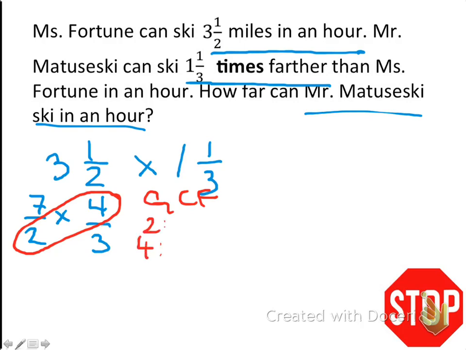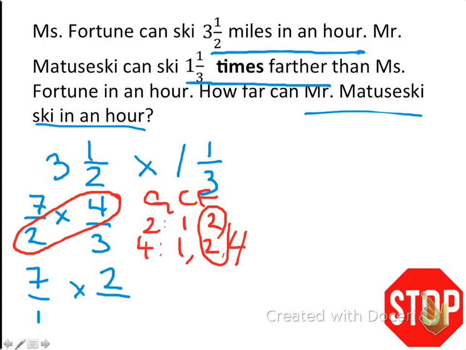I'm going to write out the factors of both. So for 2, it's 1 and 2. And for 4, it's 1, 2, and 4. So their greatest common factor is 2. Now we're going to divide both the 4 and the 2 by 2. So we have 7 and 2 divided by 2 gives 1, times 4 divided by 2 gives 2, all over 3. Now we look at the other one.